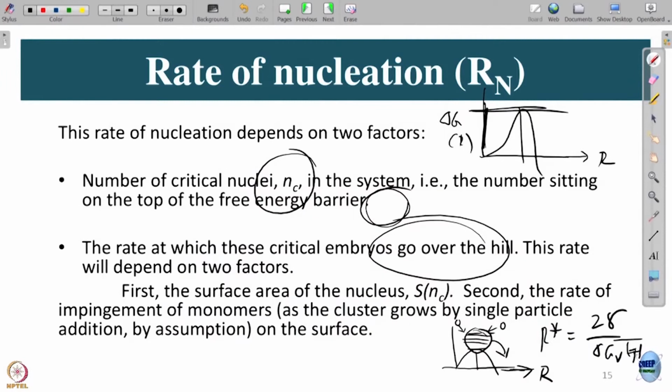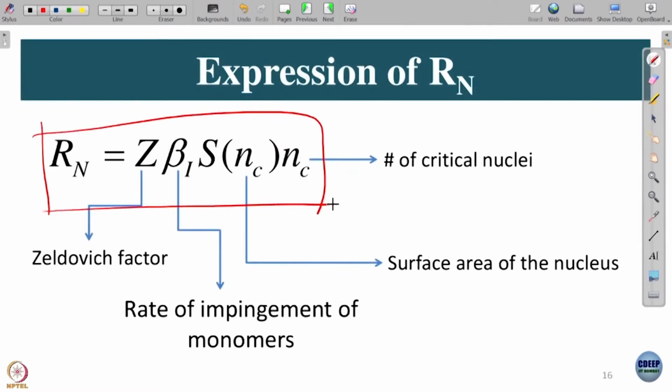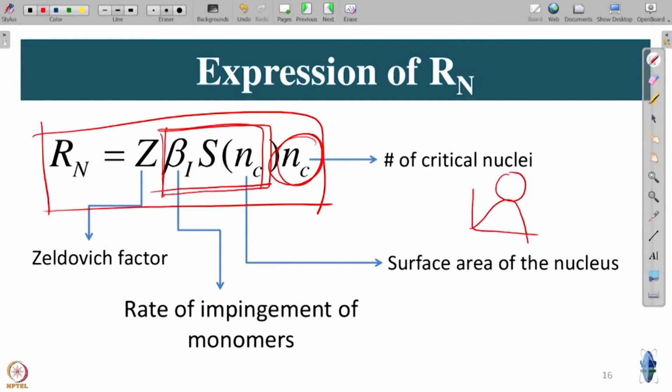Then the rate would be proportional to the rate of impingement, let me call it beta I, and S and C. So this should be proportional to that, and then I need a rate to go over that, I call this Z. Then I can write my expression. So this is the probability of having a number of critical size nuclei, that is NC. Then this is the rate of impingement on the surface, and there is also a probability that during unit time, where beta is the rate of impingement per unit time, it can also disappear, that means it can also come down here.